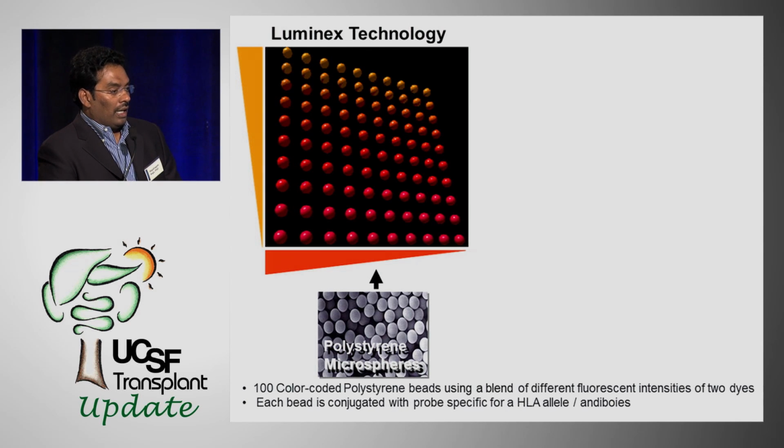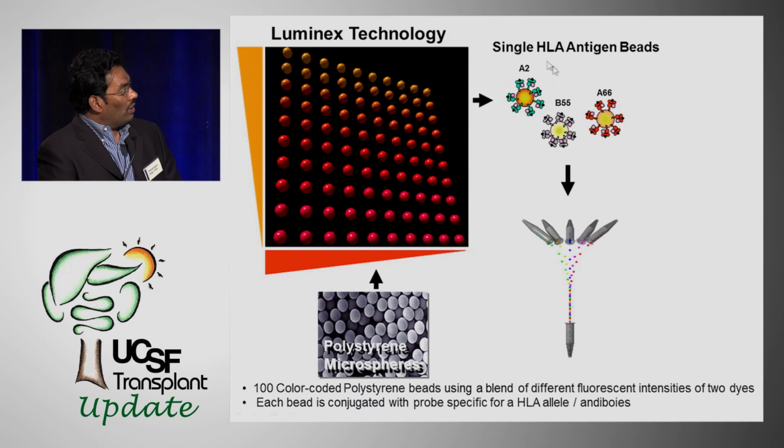Basically, they color them using two different fluorescents, yellow and red, in different proportions, so that each of these 100 beads can have a unique color. So the flow cytometry can distinguish those beads. Then you take the beads and conjugate them with a unique HLA protein, so each bead has a specific HLA molecule. Then we pool all these 100 beads, which have 100 different HLA molecules, into a single tube. This is what we buy as commercial products.